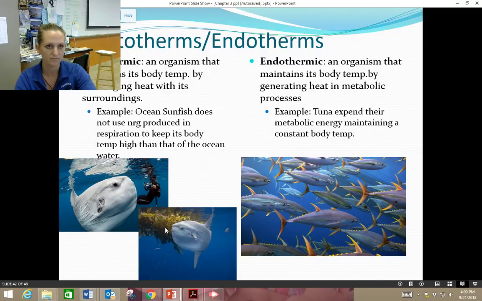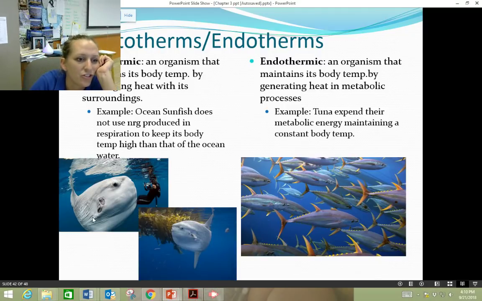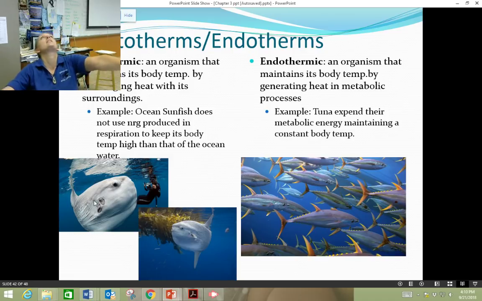Moving on. Ectotherms and endotherms. Look at the sunfish. Look at that. I love it. I want to tan on it. Just lay on it. Tan.